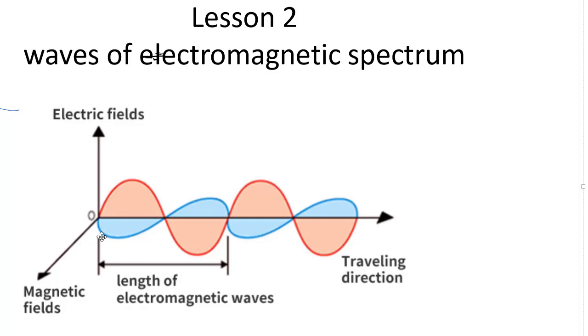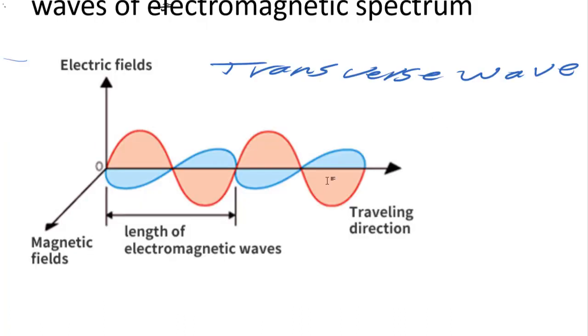As you can see in this drawing, this is the magnetic field, and it vibrates this way. And this is the electric field, which vibrates perpendicular to it, and both are perpendicular to the direction of propagation, or the direction of travel of the wave. And I told you that the electromagnetic wave is a transverse wave because it's perpendicular to the direction of propagation. Also, I told you that the electromagnetic wave has two sides.